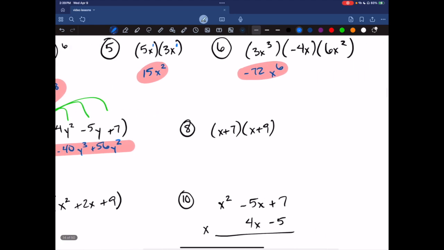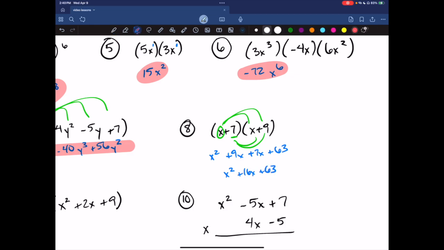Now, 8. This is very similar to 7, except you're going to take the x, you're going to give it to everything, and then once you're done with the x, then you come back and you've got the 7, and you give it to everything. So you just do one thing at a time, distributing both terms one at a time. All right, so x times x is x squared. X times 9 is 9x. And then you're done with x, now move to 7. 7 times x is 7x. And then 7 times 9 is 63. Clean up what you need to. So x squared, 9 and 7 is going to be 16x. And then 63. And that's going to be your answer.